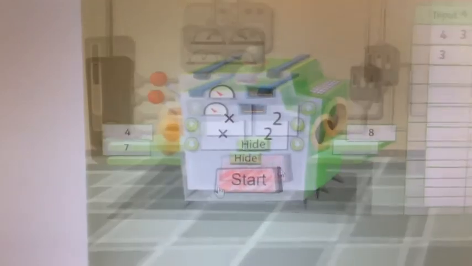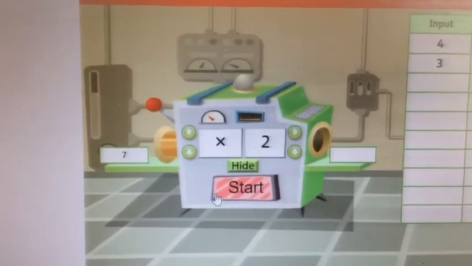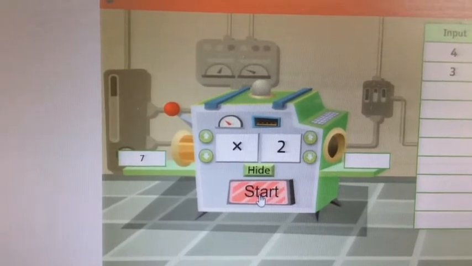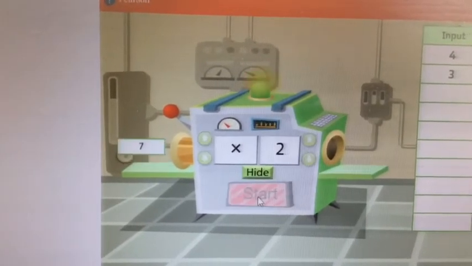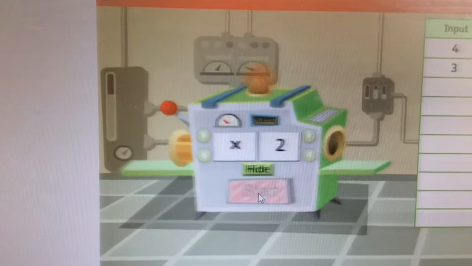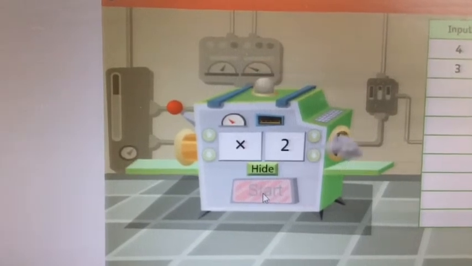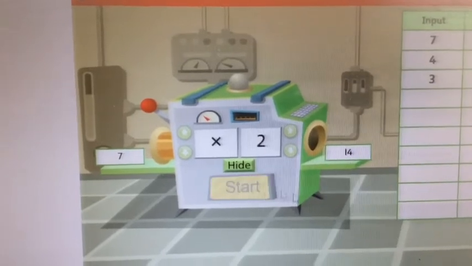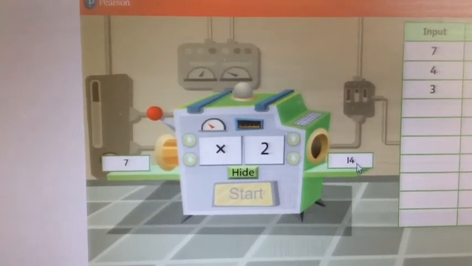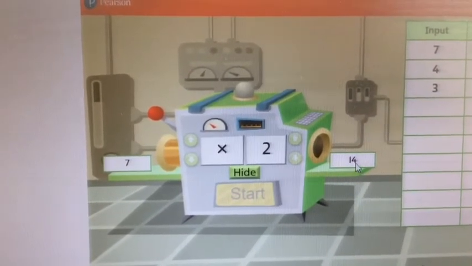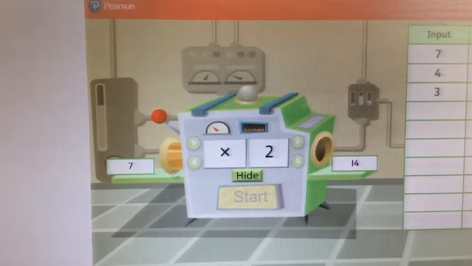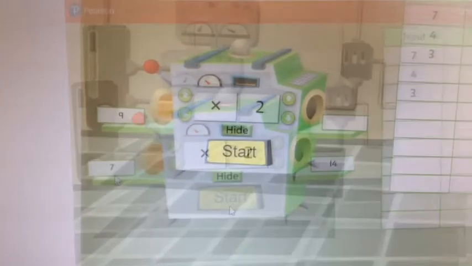Did you get that? What if we put 7 in? Double 7, or 7 times 2, is what? Did you get that? So think about it going backwards. What's half of 14? If we put it back in, it would be 7, wouldn't it?